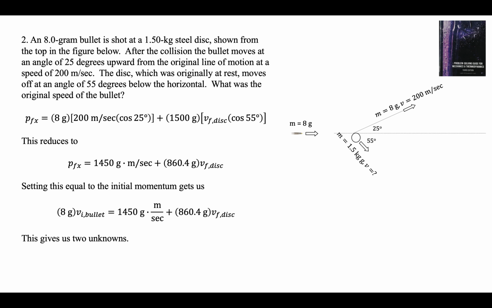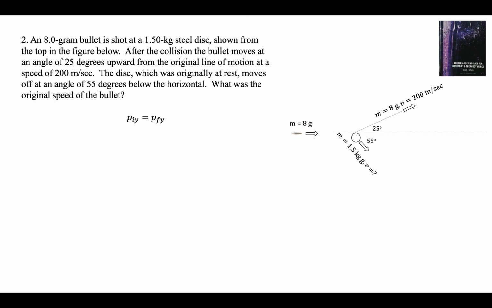We need another equation, and we can get that because momentum is a vector. We can use the y direction. P initial y equals P final y. What's the initial momentum in the y direction? It's 0. The final momentum in the y direction must be 0 because the initial momentum in the y direction is 0. So 0, that's the initial momentum.